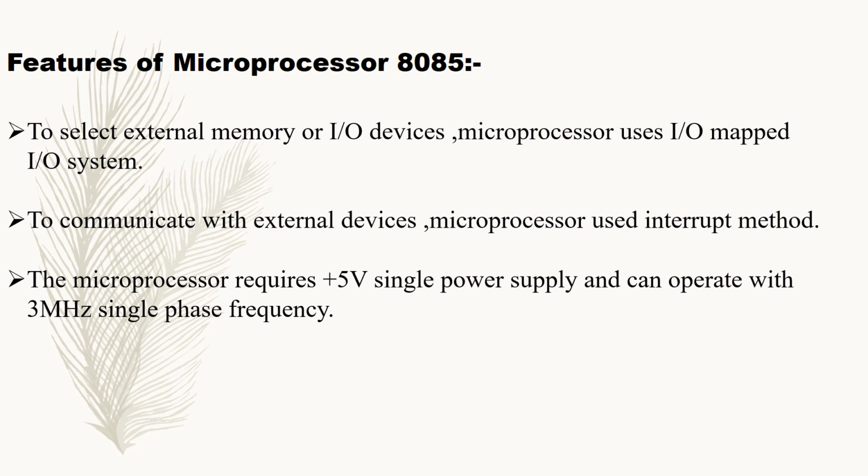So by this, let us revise what we have done in our class. We have covered the T-state, machine cycle, instruction cycle and fetch cycle, and how these are used in our instructions. Secondly, input-output mapped input-output and memory mapped input-output. We have learned about these two schemes, and lastly, the features of the 8085 microprocessor.